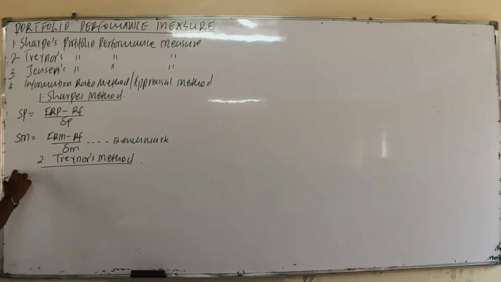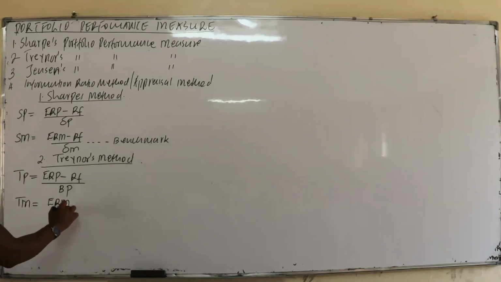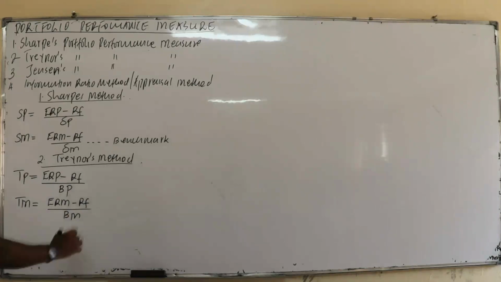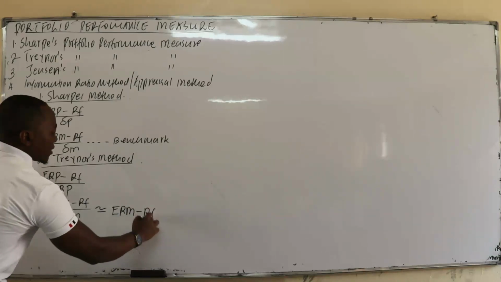So to get the Treynor for the portfolio, you take expected return of the portfolio minus risk-free over the beta of the portfolio. And to get the Treynor for the market, you take the expected returns of the market minus risk-free, you divide by the beta for the market, of which you know that the beta for the market is always equal to one. So this will be equivalent to expected return of the market minus risk-free.